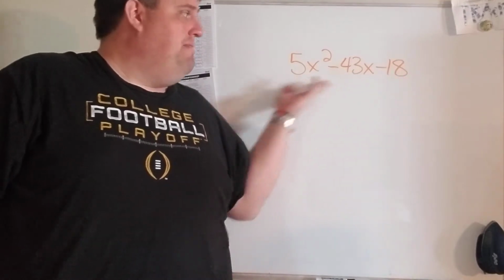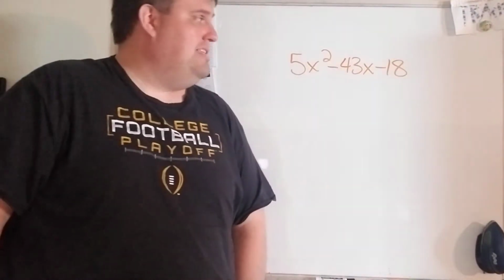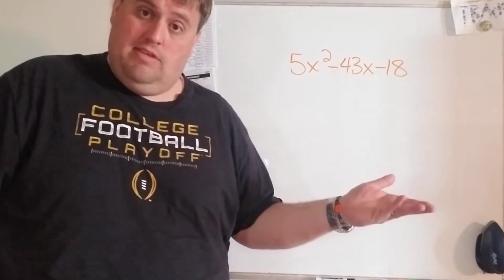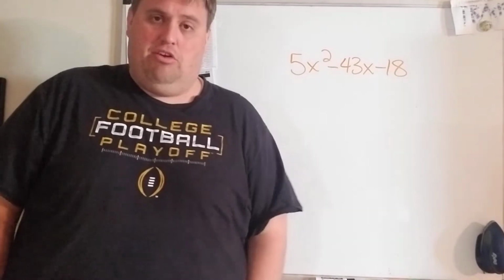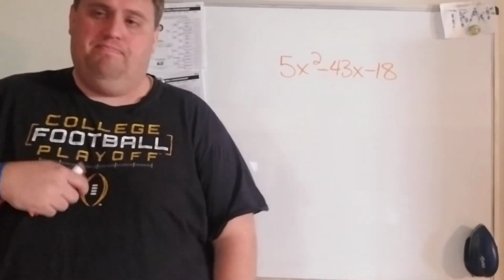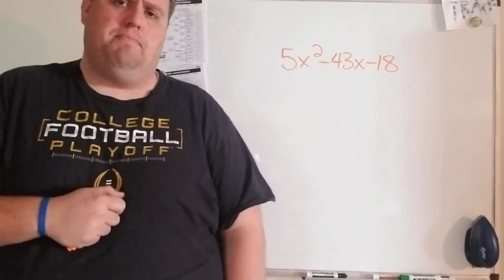Well, today I'm going to give you a function like this one behind me, 5x squared minus 43x minus 18. And I'm not going to use Desmos. I'm not going to graph it and find out where it crosses. What I'm going to do is algebraically solve this thing. So let's go back to what we know about x-intercepts.